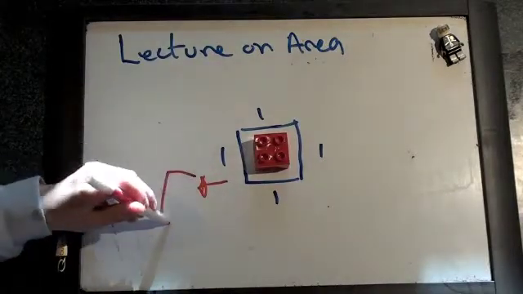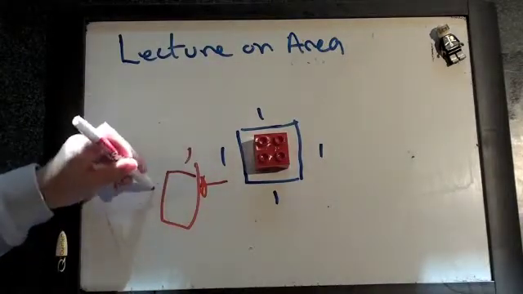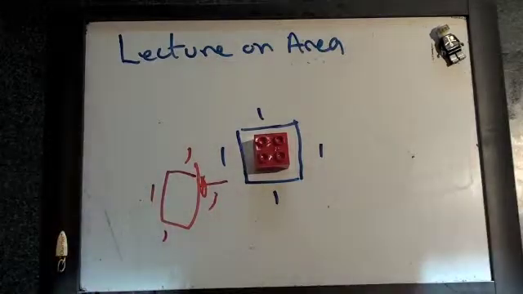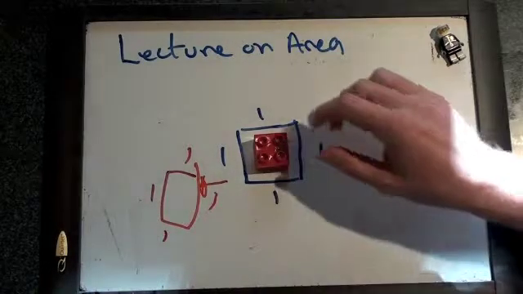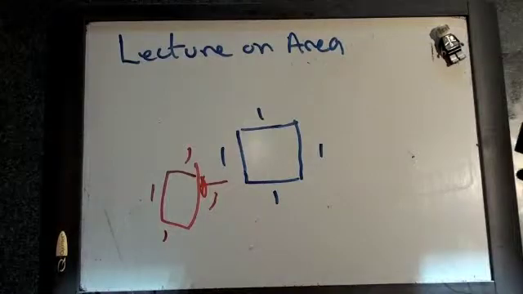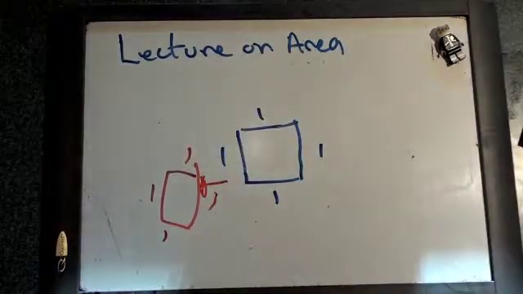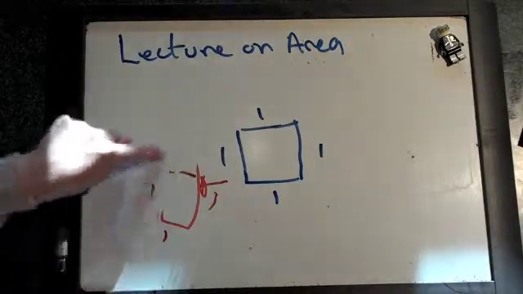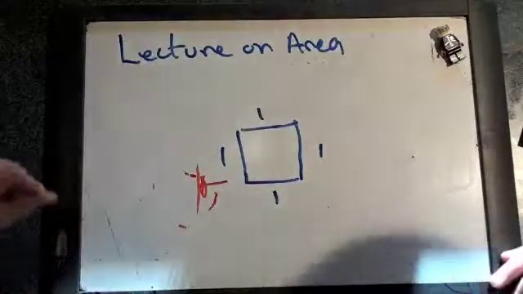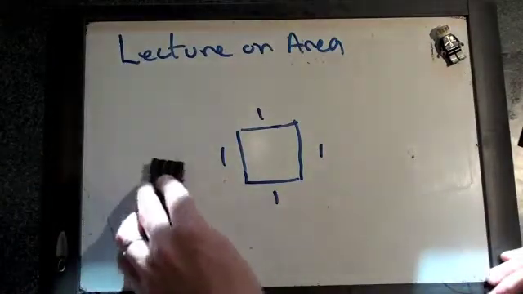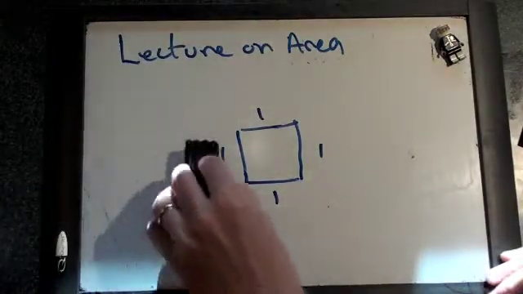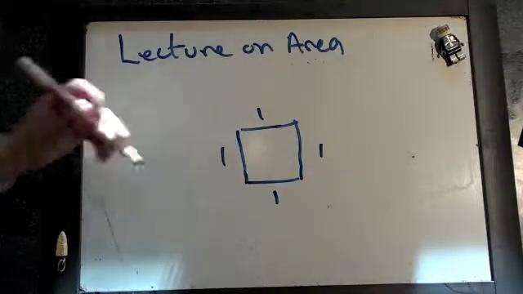Now, we're pretending this cube is a square, and we're going to learn about something called area today. We've talked about perimeter. What's the perimeter of that square? It's 4. And the area of a square whose sides are 1, let's pretend it's 1 inch.